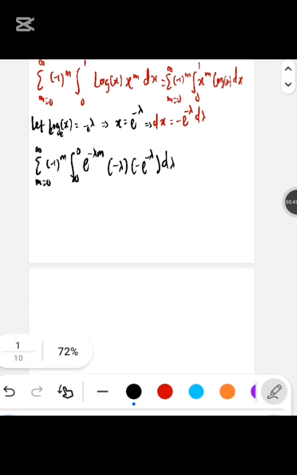Now moving on, guys. I can bring out this negative sign. If I bring it out, I'm going to have minus the sum of m from 0 to infinity of minus 1 to the power of m.